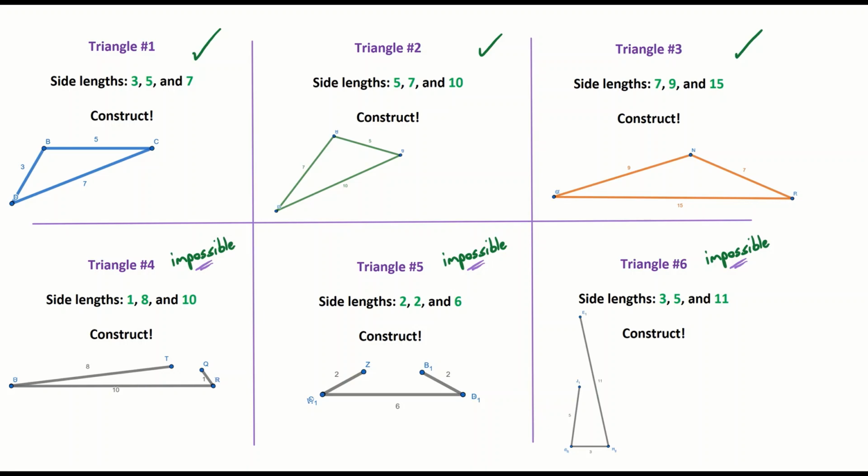Triangle with side lengths 1, 8, and 10? Nah, impossible. 2, 2, and 6? Nah, impossible. 3, 5, and 11? And maybe you got something that looks like this for each of your 6 triangles, or at least the first 3 triangles. And maybe something for the impossible triangles 4, 5, and 6. You got something that looks like this.